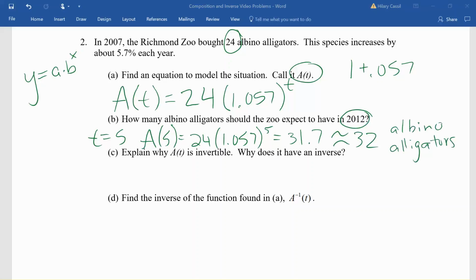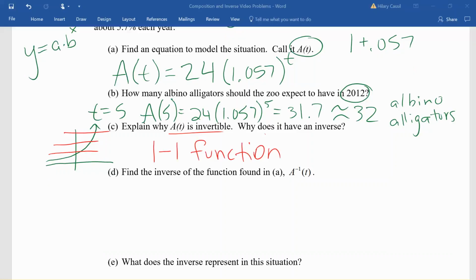To explain why this function is invertible, in other words, how we know it has an inverse, what we need to remember is that functions have to be 1-to-1 to have an inverse. So in addition to every x value corresponding to only one y value, that's our function definition, every y value has to correspond to only one x value. And we can use the horizontal line test to test that out. So if we were to graph our exponential function, it would look something like this. And what we can see is that any horizontal line we draw is going to intersect our graph at most 1. And so we know it's invertible because it is a 1-to-1 function because it passes the horizontal line test.